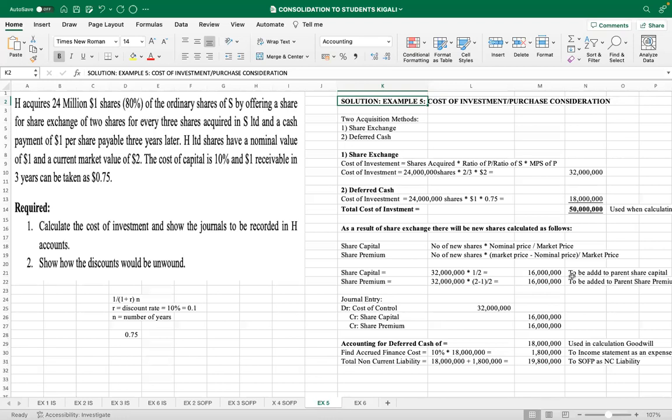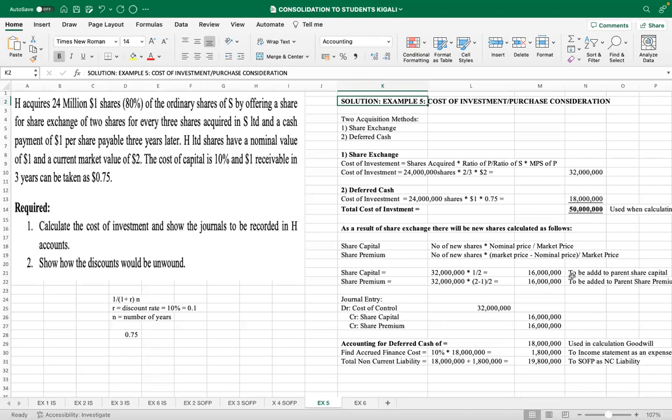We also need to see, once you have calculated them, how you transfer them to the balance sheet, to the consolidated statement of financial position. This transfer will lead us to another example. Example 5 was showing us how to calculate the cost of investment through share exchange and through deferred cash.